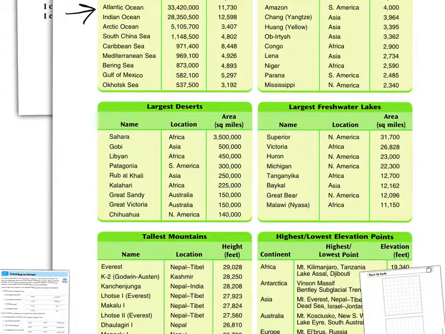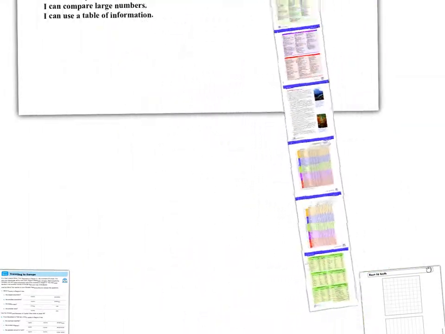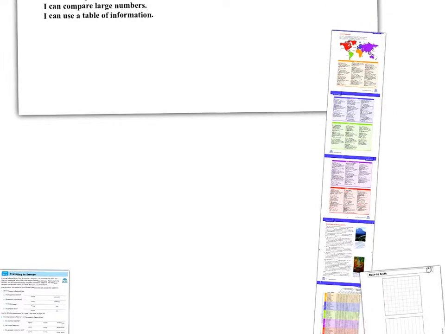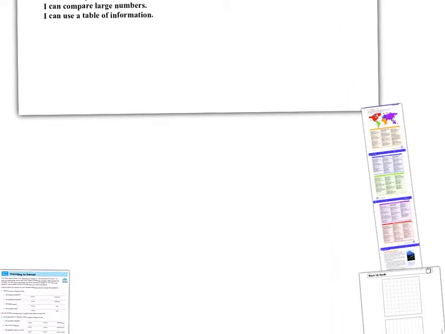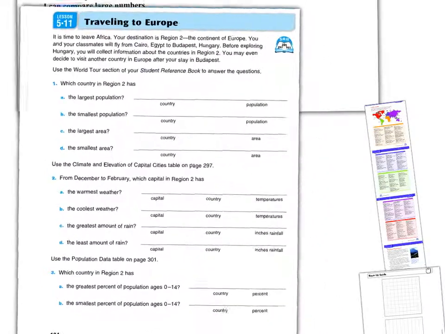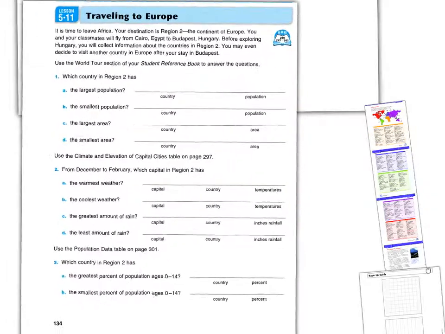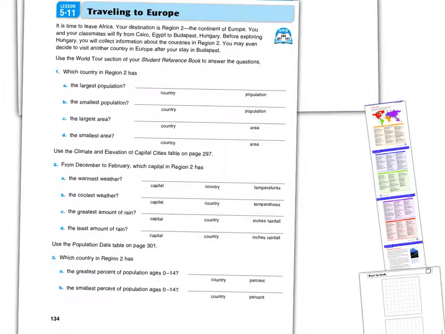Okay, so next thing you're going to need to do is keep out your student reference book because you're going to need the pages on here. You are going to need the pages because on page 134 in your math journal, also get that out, it tells you that you're traveling to Europe. I'm going to read the directions for you. It is time to leave Africa. Your destination is region 2.